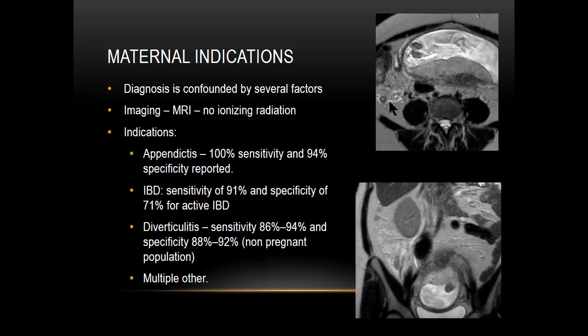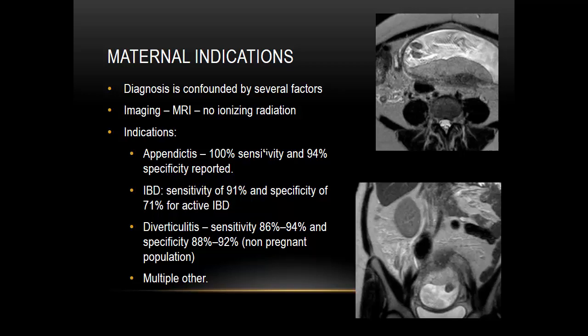Inflammatory bowel disease, really good exam to perform MRI instead of doing a CT and exposing the fetus to radiation. Sensitivity of 91%, specificity of almost 71% or so. Useful for diverticulitis as well, though you don't expect diverticulitis in this population since it's a younger population, but can be used. And these sensitivity specificities are reported in non-pregnant patients without contrast. There are multiple other indications that you can use it in, ovarian masses, pelvic pain, et cetera.